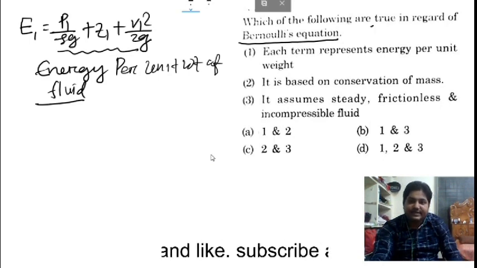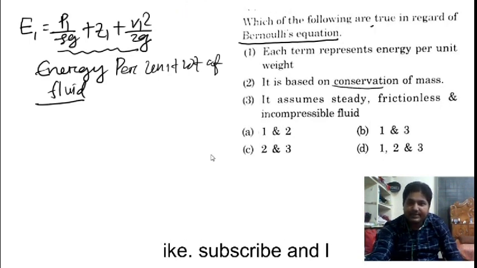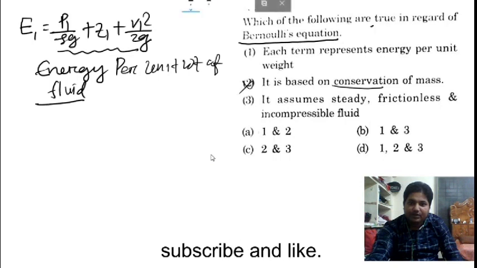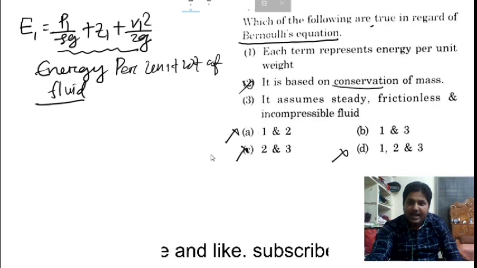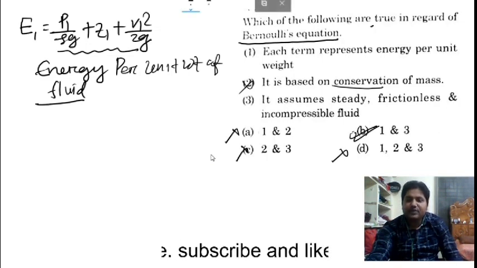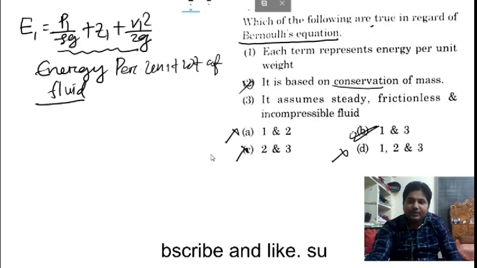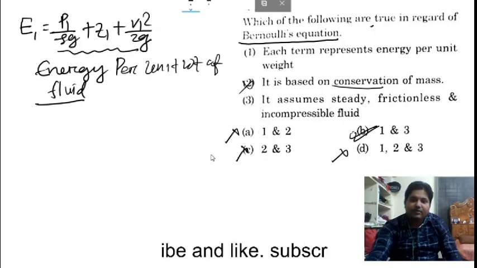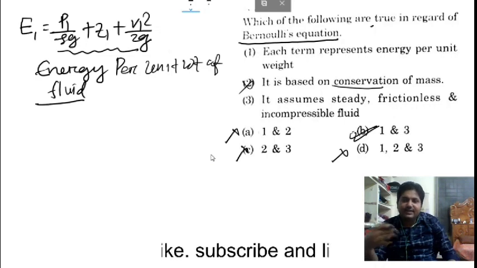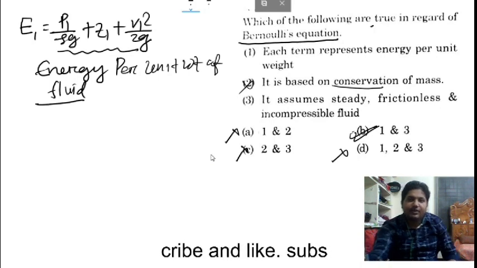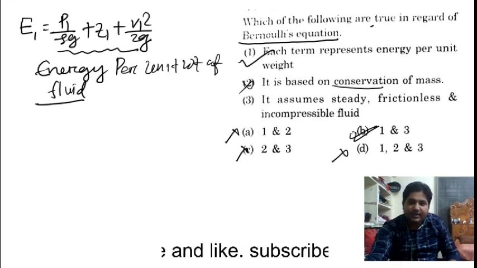So conservation of mass is incorrect, so statement 2 is wrong. Whichever options contain 2, you just neglect them. The Bernoulli equation is derived from the Euler equation, and in the Euler equation the assumption is that the flow is steady, frictionless, and incompressible. So these two, 1 and 3, are correct. So this is the correct option, 1 and 3.